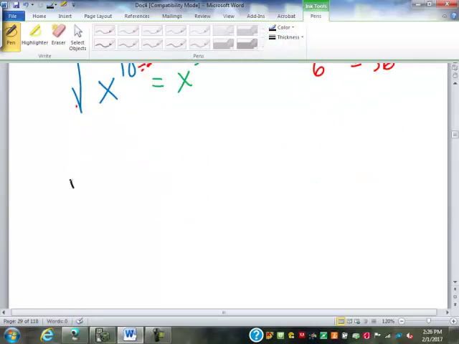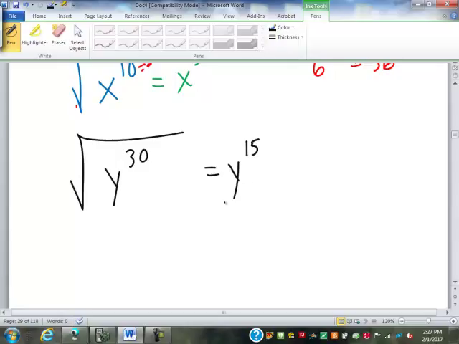So the square root of y to the 30th is going to be what? Y to the 15th, right? You're just going to do 30 divided by 2, which is 15. Or if I did the square root of z to the 8th, that's going to become what? Z to the fourth, very good. Always dividing by two.